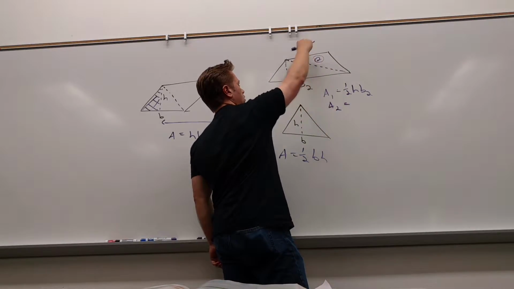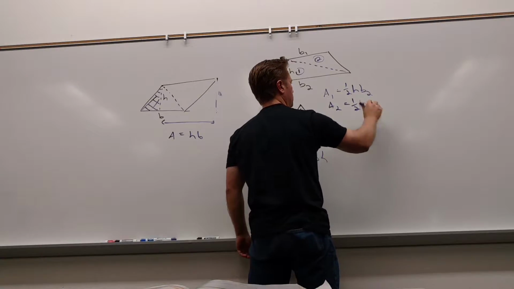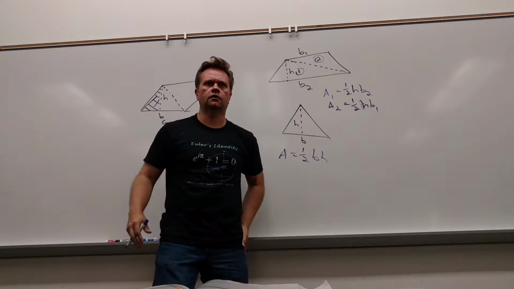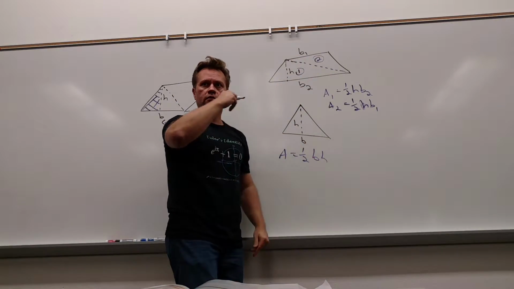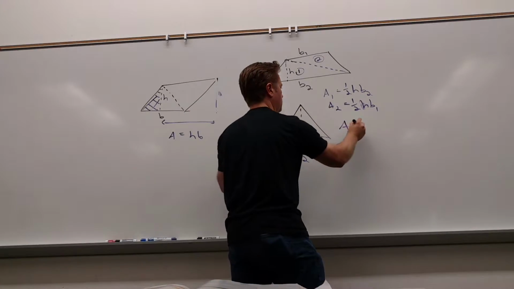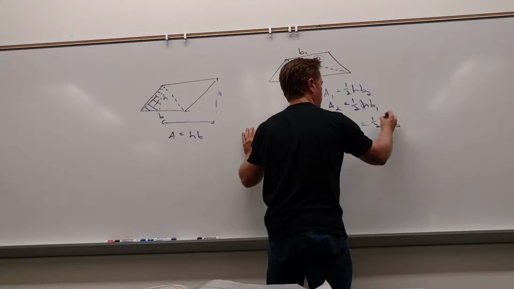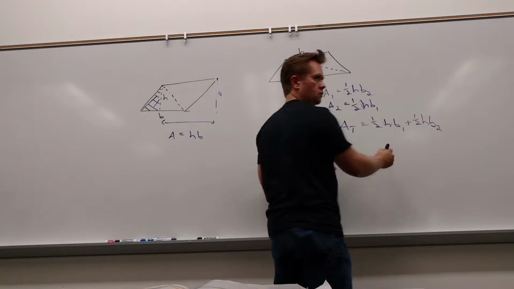1/2 H, B1. Become an H. All right, if I add those together, I get the area of the trapezoid, right? So the area of the trapezoid is 1/2 HB1 plus 1/2 HB2.